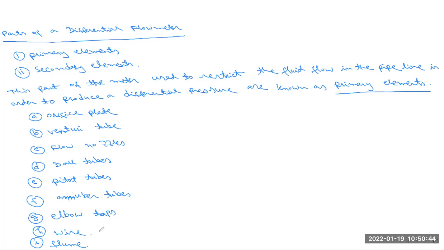Okay. So these are the basic classifications of the different primary elements. So first we discuss the primary element. This differential head or differential flow meter is classified into two categories. First one is the primary element, second is the secondary element. What is the primary element? This part of the meter is used to restrict the fluid flow in the pipeline in order to produce a differential pressure. It is known as the primary element.